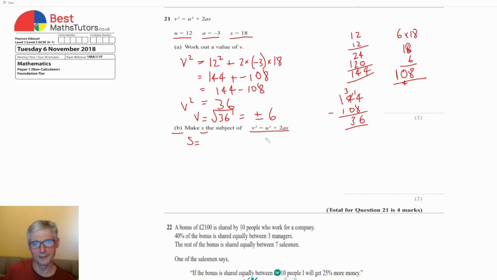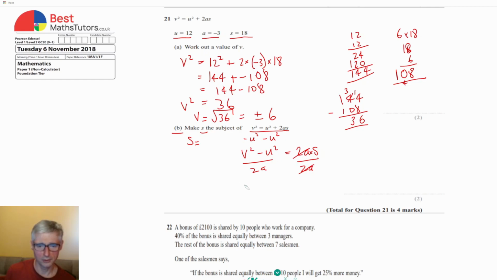So first thing I can do is take away u squared from both sides, and what I'll end up with is v squared minus u squared equals the 2as that we've got there. So that means 2 times a times s. And now I'm going to try and get the s on its own. Because the 2a is multiplying the s, what I can do is the opposite to multiplying, and I can divide by 2a. So if I divide by 2a there, the 2a's disappear and the s is now on its own.